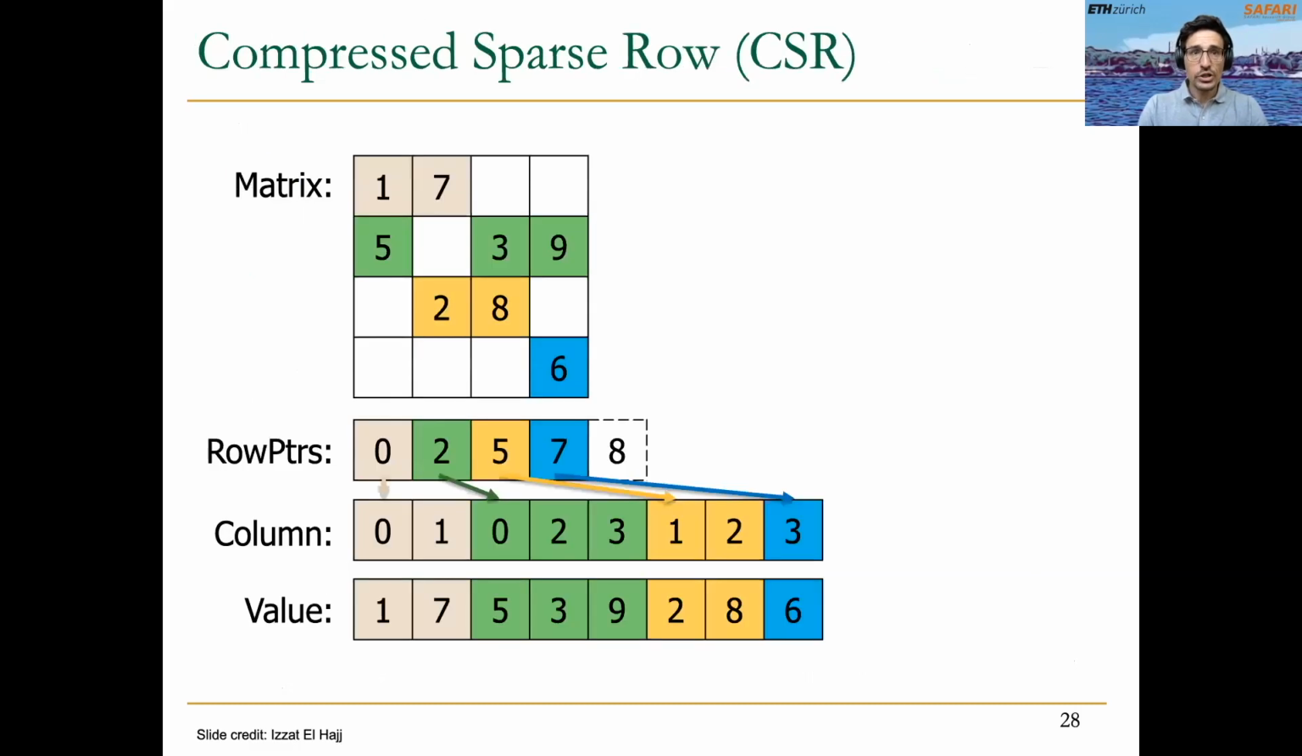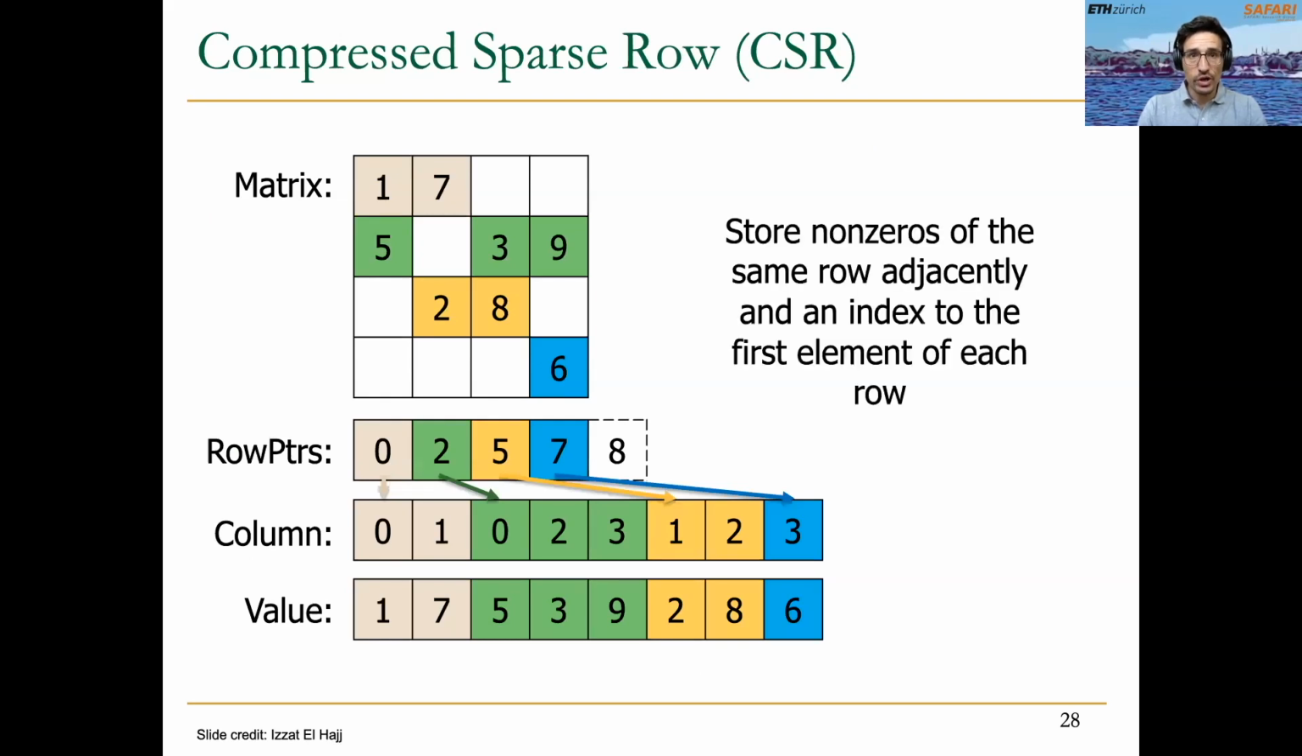So in this compressed sparse row format, observe that what we do is store the non-zeros of the row adjacently and an index to the first element of each row. For each non-zero value, we are storing the column index, and then we have one single pointer per row. As you see, these first two elements, 1 and 7, start at pointer 0, but then the elements corresponding to row 1 start at index 2 of the arrays of columns and values. And this is the way that we store the matrix in the CSR format.